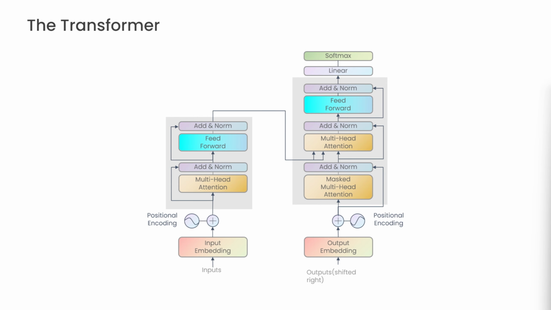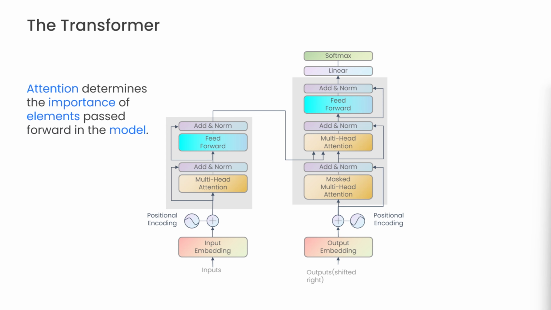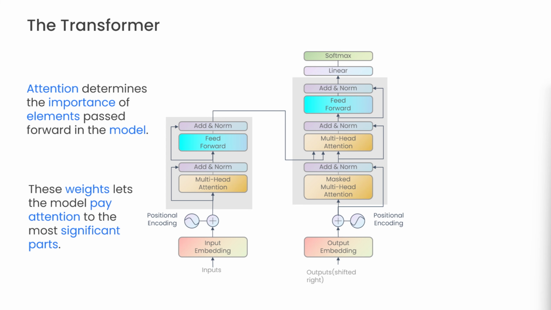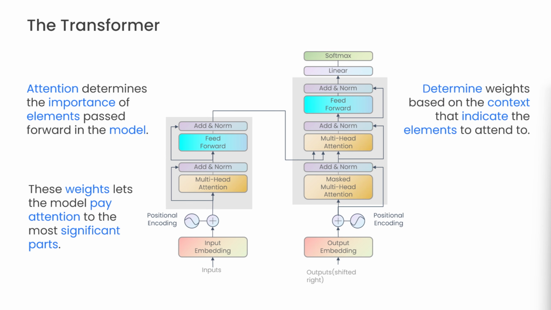This is how a transformer model looks. If this doesn't make complete sense right now, don't worry, we'll dive into transformers in much more detail in the next video. In essence, attention plays a crucial role in determining which parts of the input sequence are most important. Attention mechanisms compute weights that indicate which element of the input sequence to focus on. These weights enable the model to selectively prioritize the most relevant features based on their context.